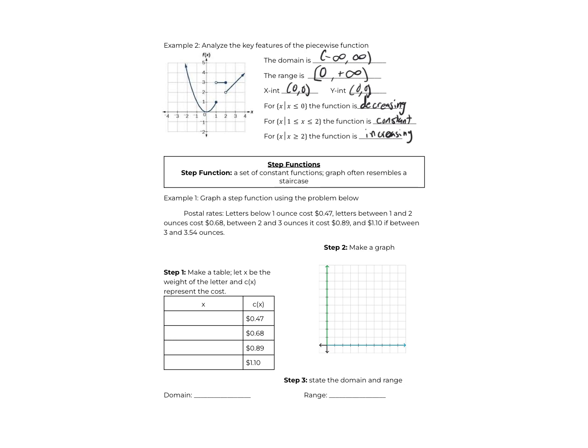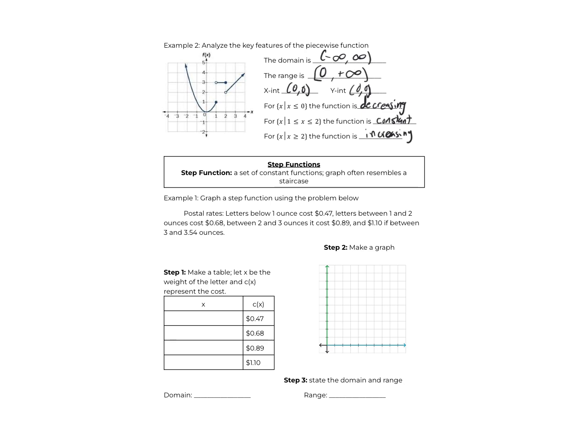At the post office, and this is not current, I think these numbers are a little dated. Letters below 1 ounce cost 47 cents. Letters between 1 and 2 ounces cost 68 cents. And between 2 and 3 ounces, it costs 89 cents. And $1.10 if between 3 and 3.54 ounces.